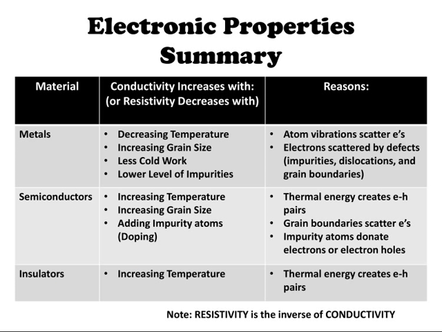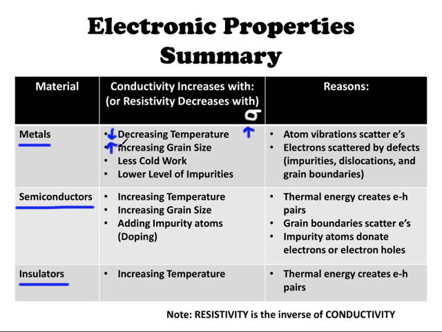In this electronic properties summary, we will first recognize the differences between metals, semiconductors, and insulators regarding their conductivity. For metals, decreasing the temperature will increase the conductivity because thermal energy increases the amplitude of atomic vibrations, and those vibrations scatter electrons. So by providing less thermal energy, we will have a lower amplitude of atomic vibrations and therefore scatter fewer electrons.